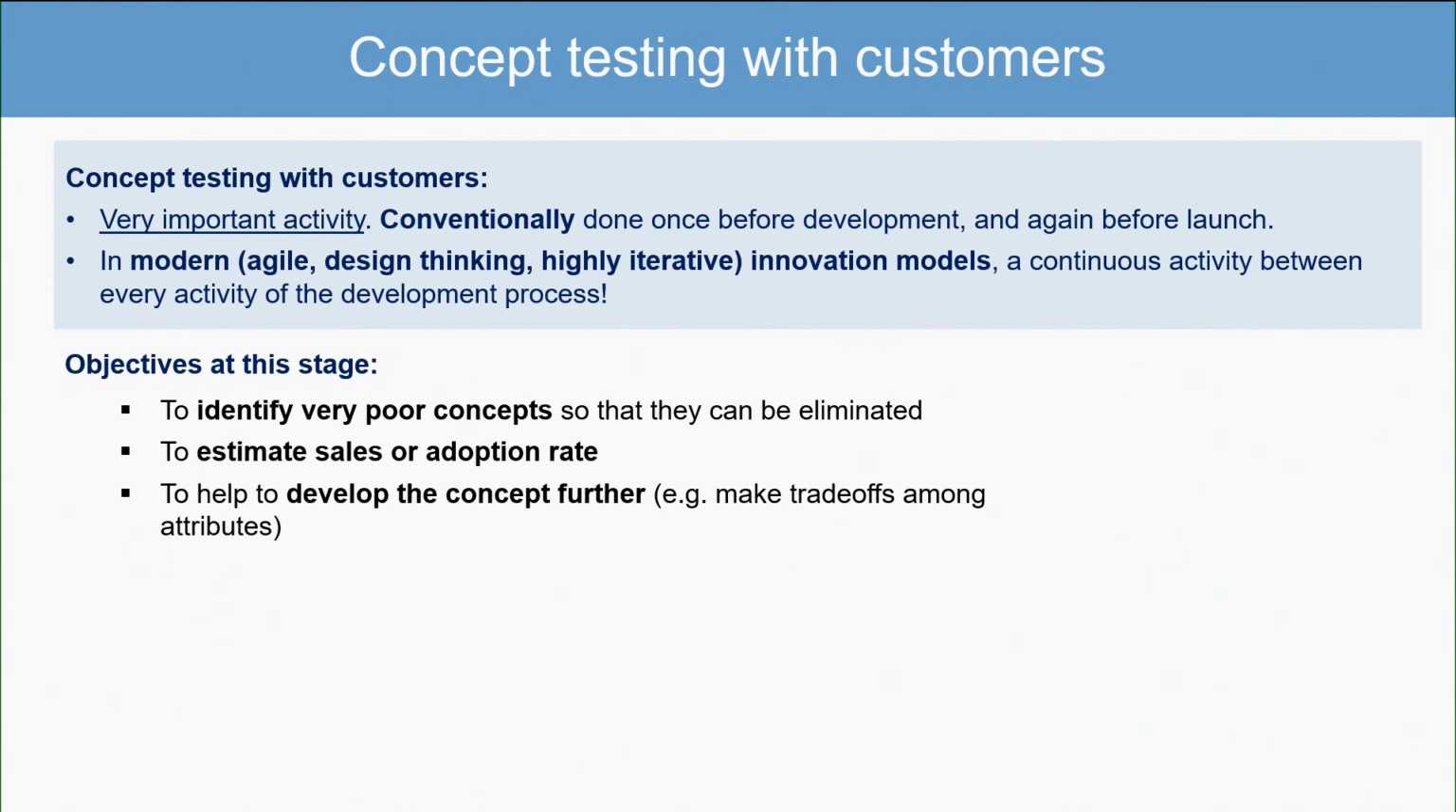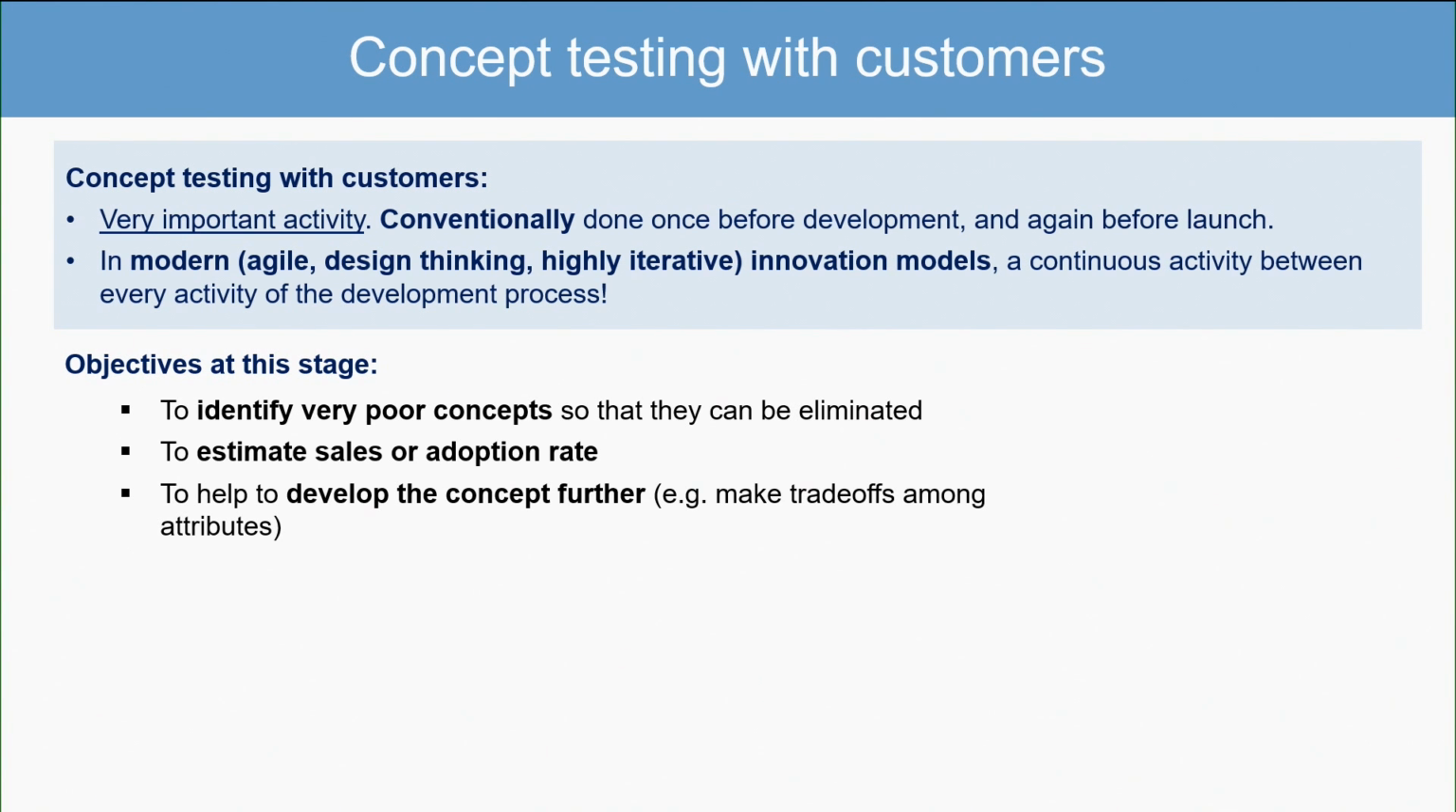Conventionally, we think we do it once after the front-end stage before we go into development, and then we do it hopefully again after development, before we really invest into the launch, into building the manufacturing system, ramping up the product. However, in modern, so agile, design thinking driven, highly iterative innovation models, there's a continuous activity of testing with users in all stages of the innovation process.